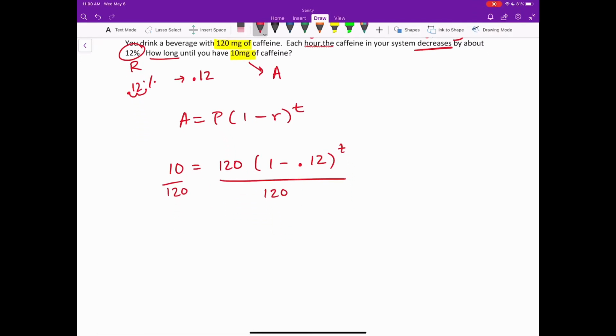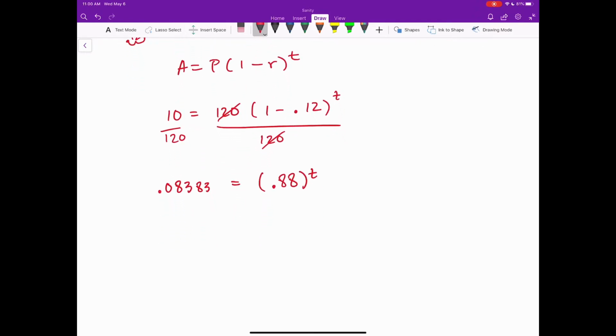And this over here on the left-hand side gets me a decimal of 0.0838383, repeating forever. And then those cancel out. What I'm left with is 1 minus 0.12 to the power of t, which I'm just going to simplify down to 0.88 to the power of t. And then this is a simple exponential that I can write in logarithm form. So I'm going to have log base 0.88 of 0.083838383 equals t.